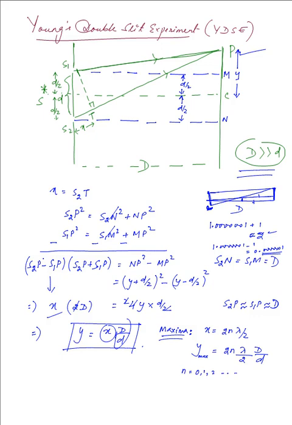Let's just consider the first case where n is equal to 0. Now, with n equal to 0, we are going to get the first maximum. So the first maximum is going to be at y equal to 0. What is the value of y? Y is calculated from the point C up to the point P. For y being equal to 0, the point P coincides with C.